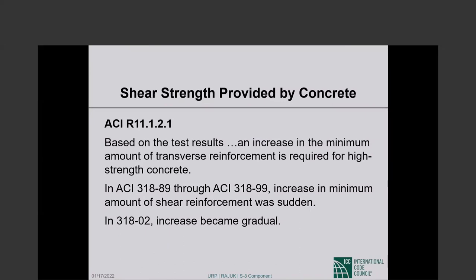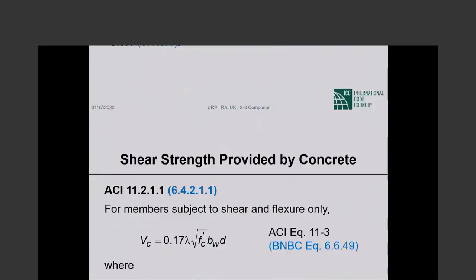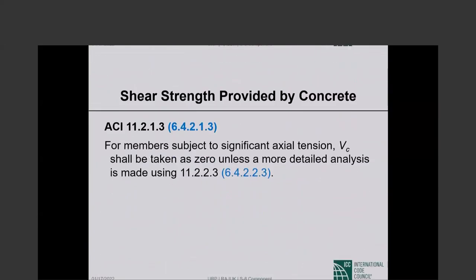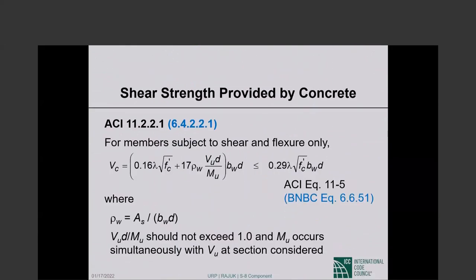So based on the test results, an increase in the minimum amount of transverse reinforcement is required for high strength concrete. In ACI 318-89 through 99, increase in minimum amount of shear reinforcement was sudden. In 318-02, increase became gradual. Okay, let me go there. I'll come back. I have a figure.